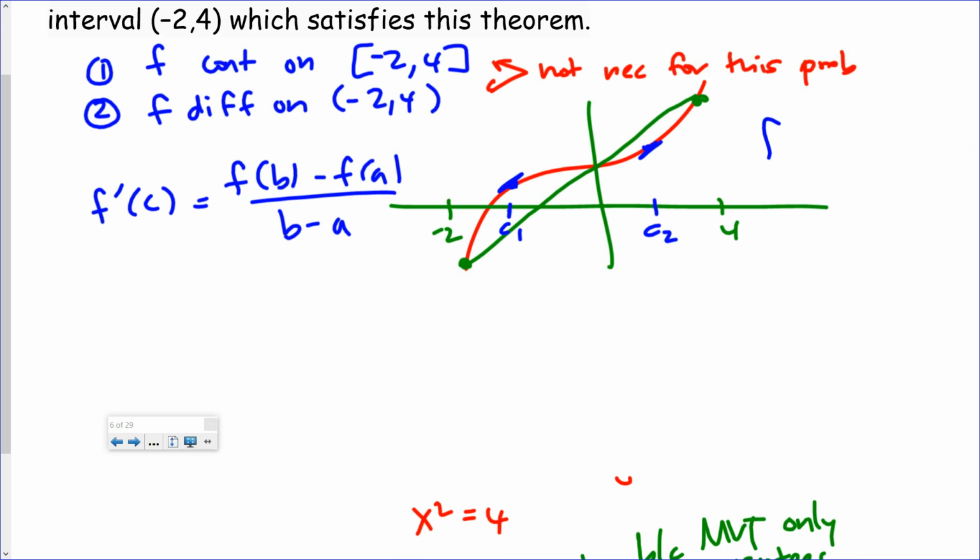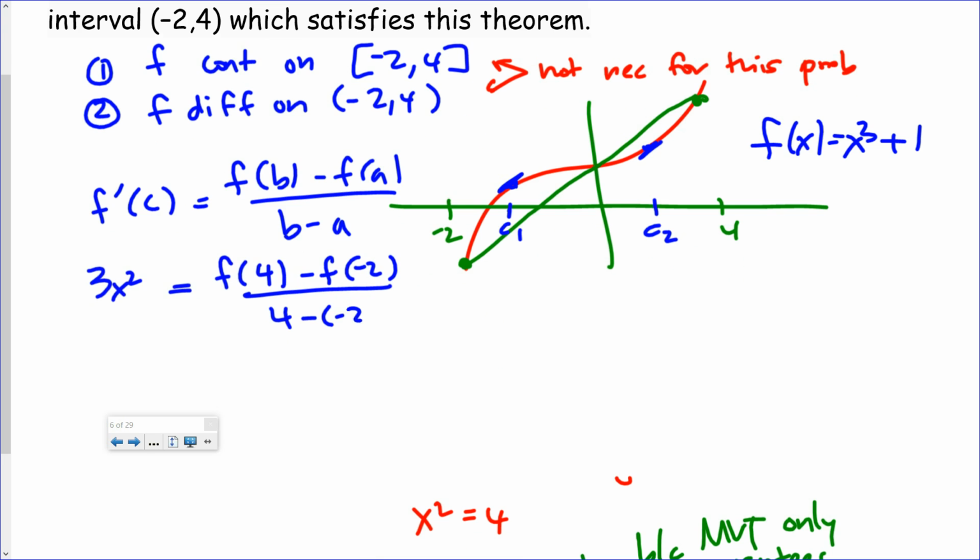So let me go ahead and write the function here. This function was x cubed plus 1. Okay, so what's the derivative? 3x squared. That's it? Okay. What is b in this problem? 4. What is a in this problem? Negative 2. 4 minus negative 2.